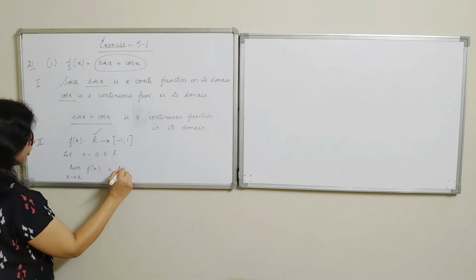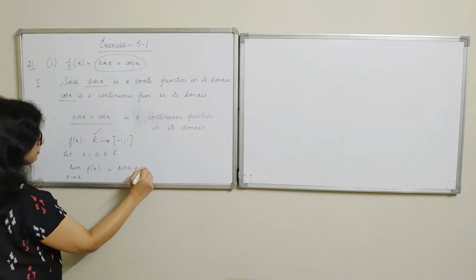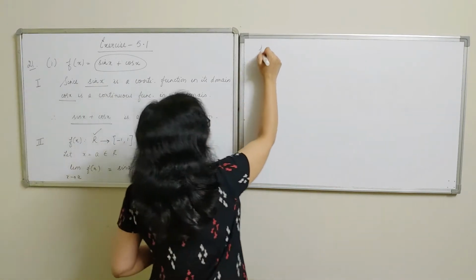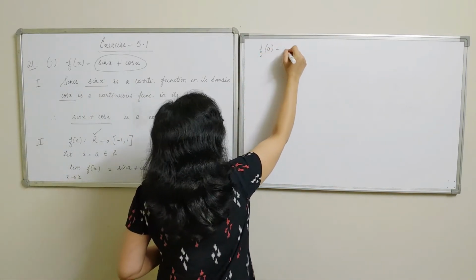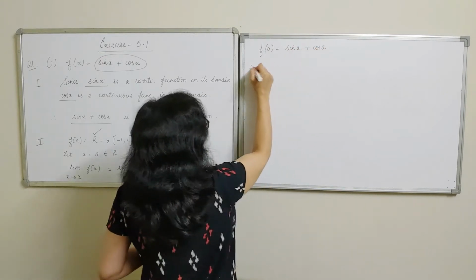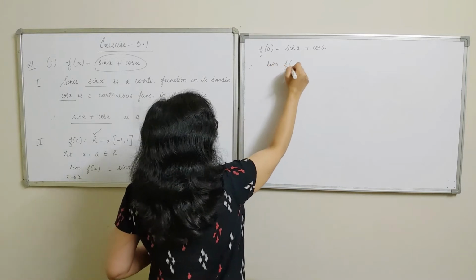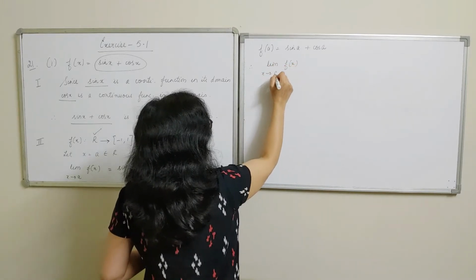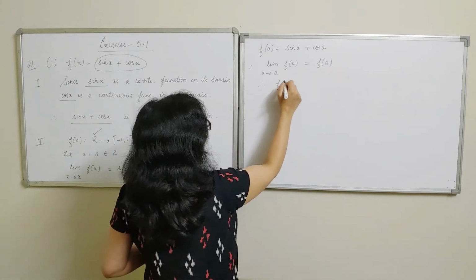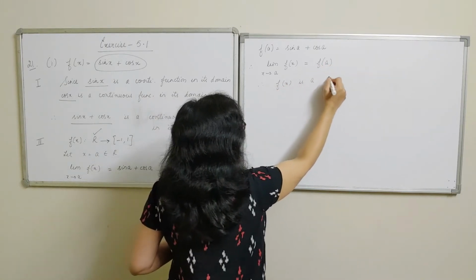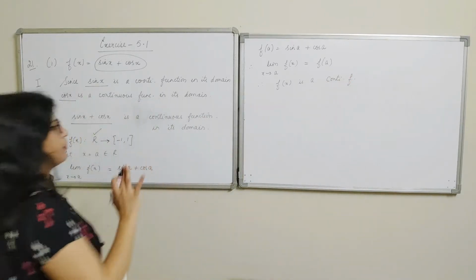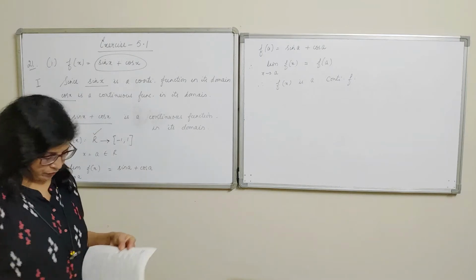By direct substitution here, we get sin a plus cos a. For the same question, when you find out here the value of the function at the point a, this is again equal to sin a plus cos a. Therefore, we can say that the limit of the function when x tends to a is the same as f(a). Therefore, f(x) is a continuous function. So this is the second method of doing the question.